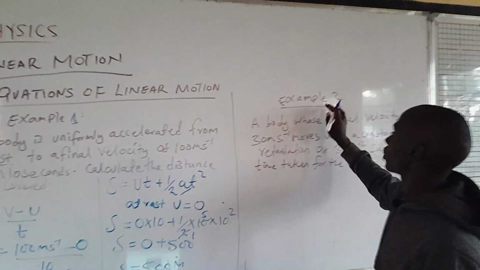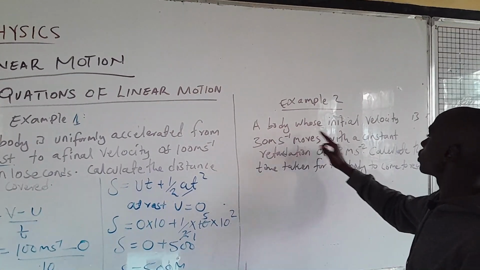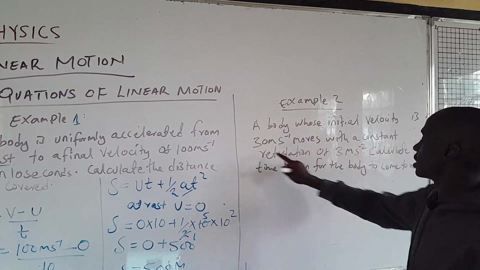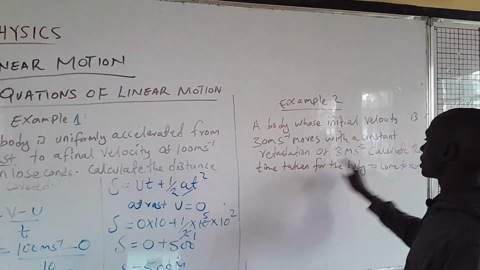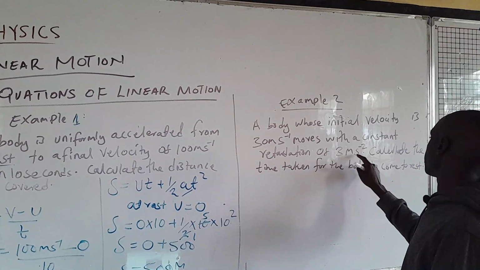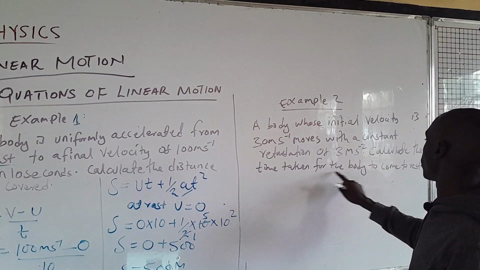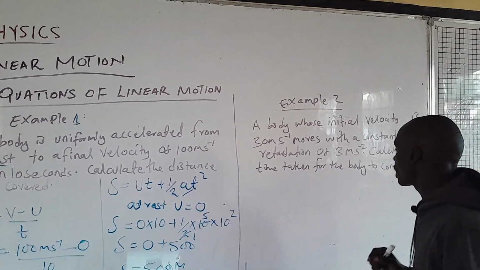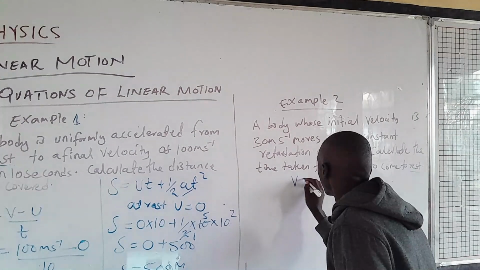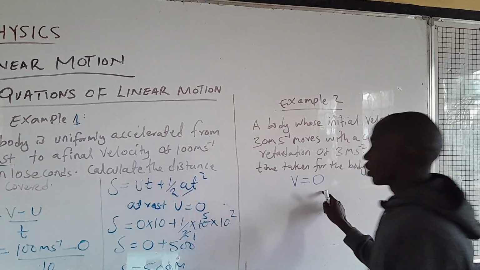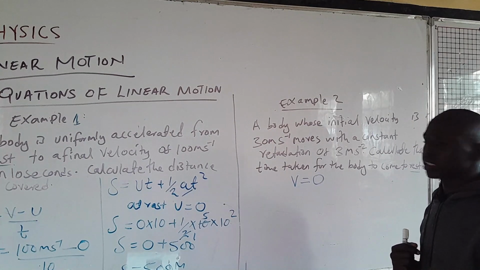We now move to example number 2. In example number 2, we have been told a body whose initial velocity is 30 meters per second moves with a constant retardation of 3 meters per second squared. Calculate the time taken for the body to come to rest. So here, for the body to come to rest, it means that v will finally be 0. The body is decelerating, it is reducing its velocity.